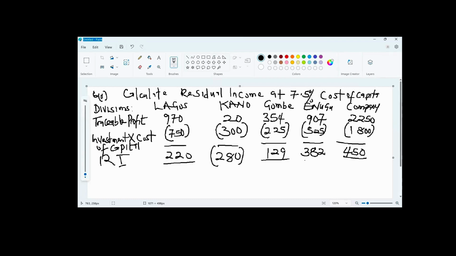You are done with the calculation. If you have to comment, in terms of residual income, Enugu is still the best. Then we move to the last aspect of the question. The question says, reevaluate residual income.